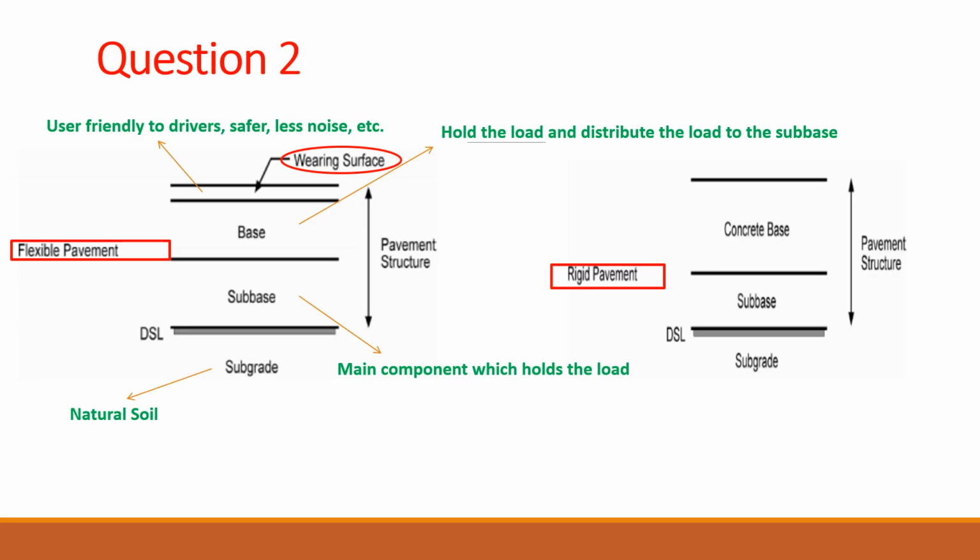So natural soil is your subgrade. Subbase is the main component which holds the load, and base holds the load and distributes it to the subbase, and the bearing surface should be user friendly and safe to drive. And also all layers should have structural requirements, but the bearing course should have functional requirements as well.